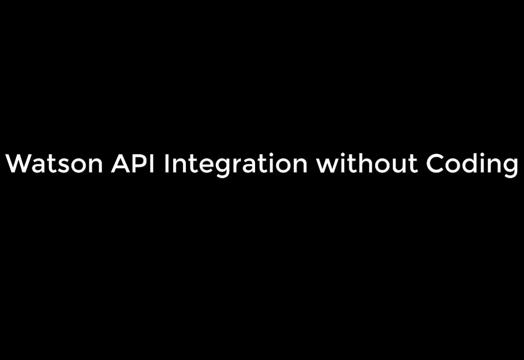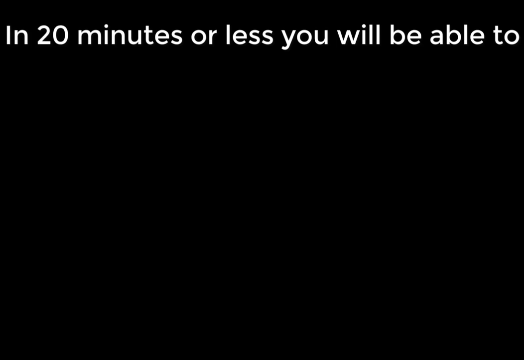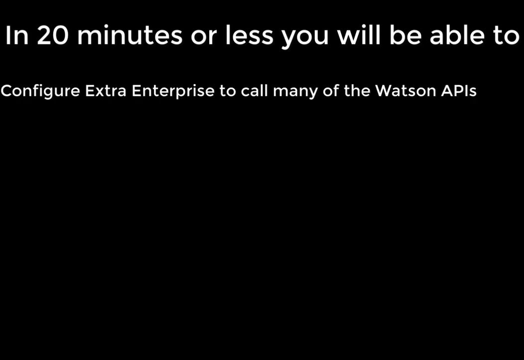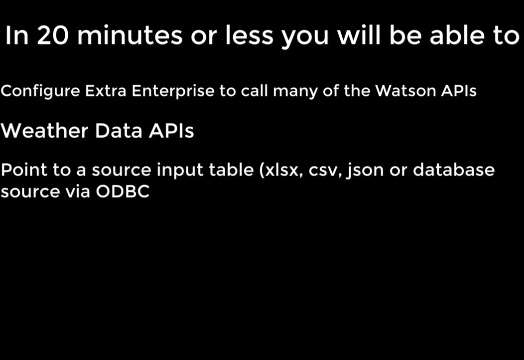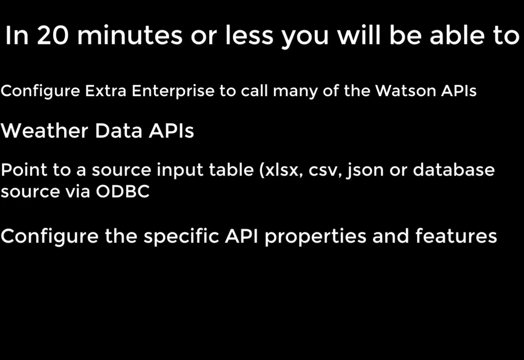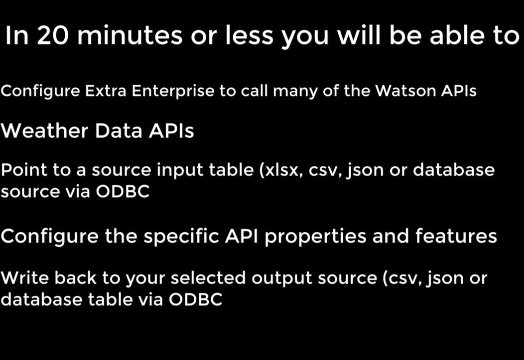Hello everyone, my name is Harold Bergeron, and in the next 20 minutes I'm going to show you how you can configure Extrata Enterprise to call many of the Watson APIs or weather data APIs, point to a source input table via JSON database source, configure the specific API properties and features, and also write back to a selected output source, ODBC table, JSON, and then use that information in your reporting environment.